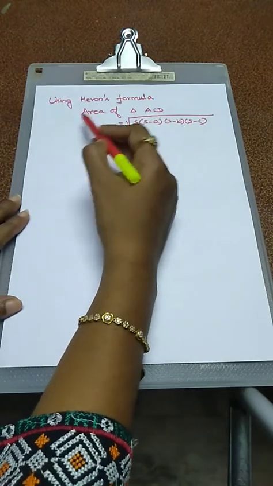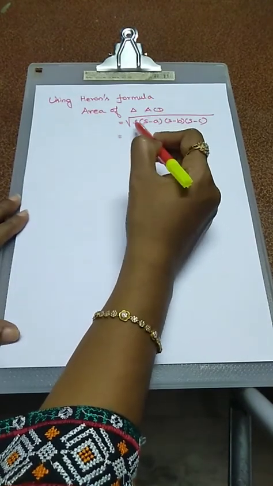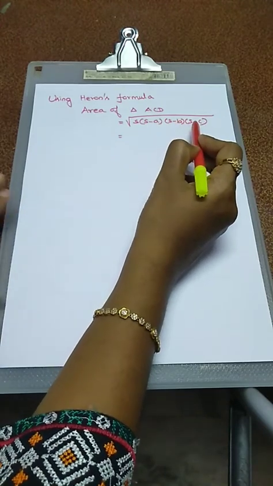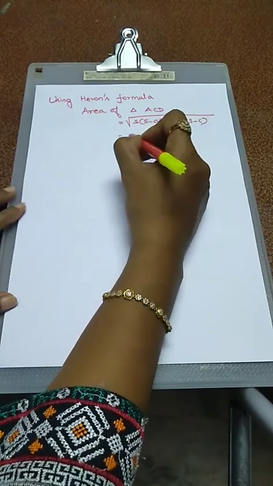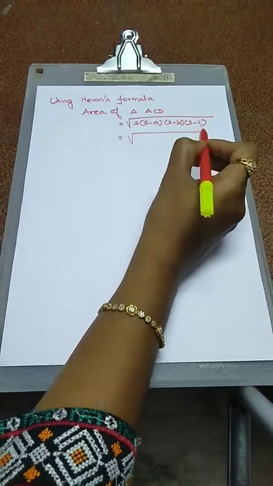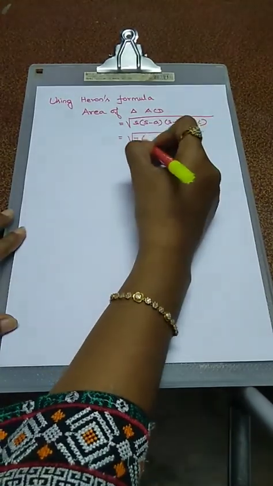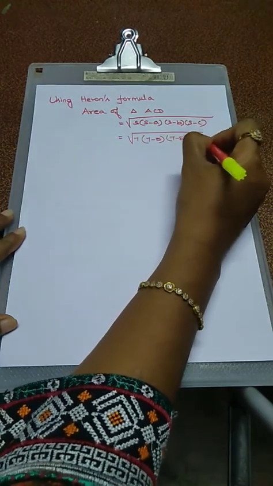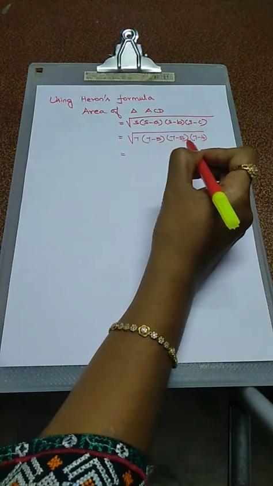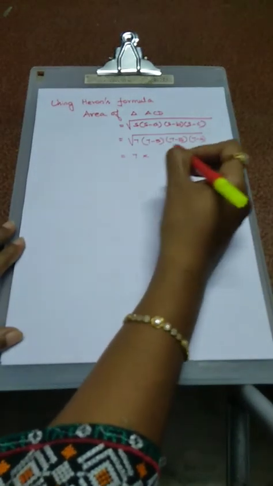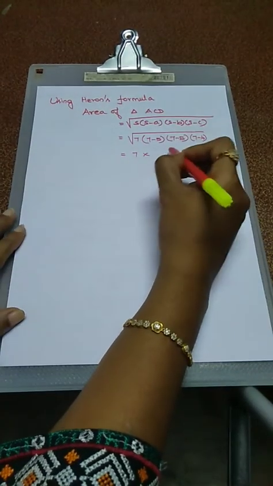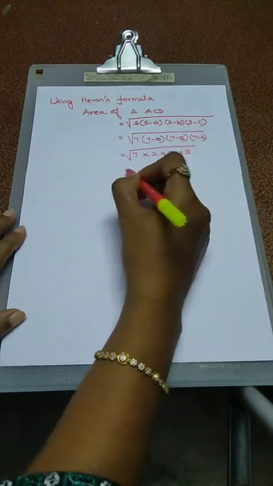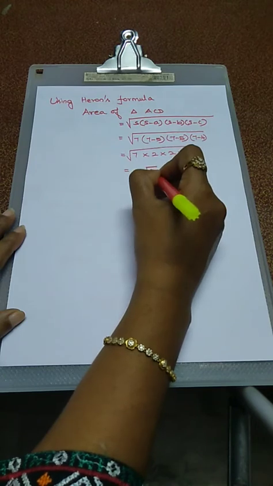Using Heron's formula, area of triangle ACD is equal to square root of S into S minus A into S minus B into S minus C. So apply the values. What is our S value? That is 7. So 7 into 7 minus 5 into 7 minus 5 into 7 minus 4. So what is the value? 7 into 7 minus 5 is actually 2 into 2 into 3. So the value is actually 2 root 21.